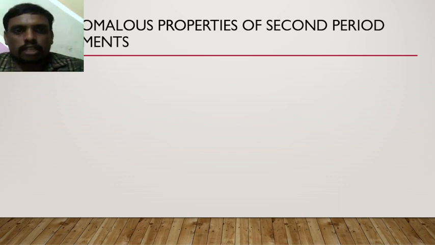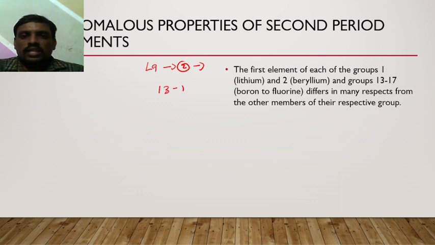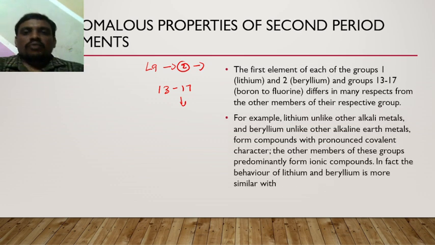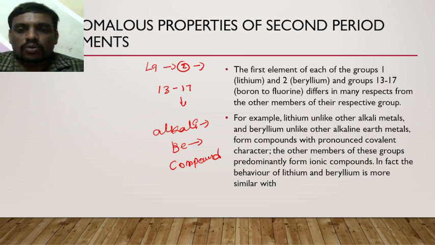Anomalous properties of second period elements: what are they? The first element of each group, let us take lithium, and in the second group beryllium, and group 13 to 17, which means boron to fluorine, differ in many respects from other members of their groups. For example, lithium, unlike other alkali metals, and beryllium, unlike other alkaline earth metals, form compounds which have pronounced covalent character, whereas the others predominantly form ionic compounds.